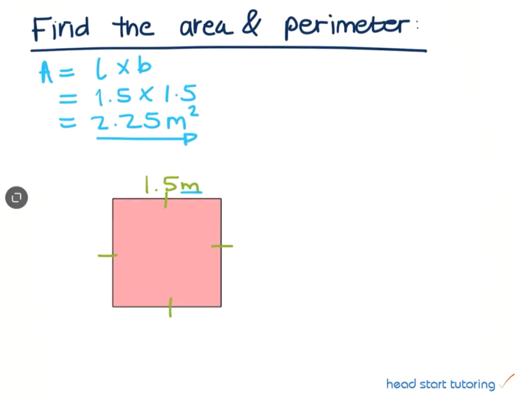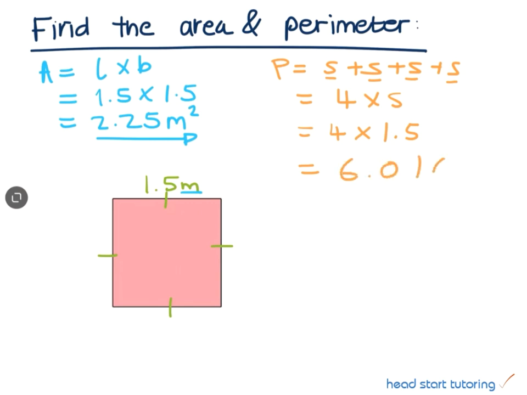If we then move on to the perimeter of this square, what we need to do is remember the formula for the perimeter of a square, which is side plus side plus side plus side. So we can use that formula. Or we can just say, because there are 4 sides, we say 4 times side, because we know that those sides are equal to each other. So 4 times side is 4 times 1.5, which is equal to 6.0, or just 6.